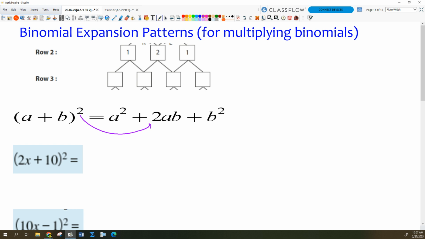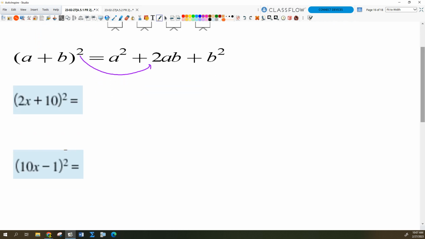Okay, how does that help us here? If I want to figure out what the quantity 2x plus 10 squared is, how does that pattern help me? What's acting like a and b? They don't show up here. What am I substituting for a? 2x. Everybody see that? A is just going to be whatever the first term is. What's b? 10. Yeah. B is just 10, and I'm just going to follow my pattern, right?